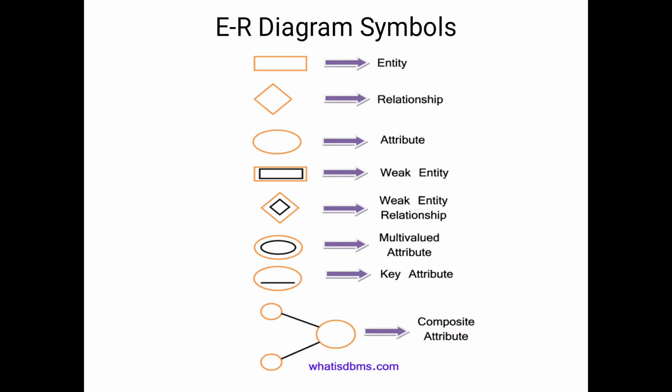Here in the next coming slides we will discuss some examples also. In those examples you will understand everything. Okay, here the composite attribute, maximum we are not using the composite attributes. Okay, please just remember. Okay, these are the ER diagram symbols. Now we will move to the example.